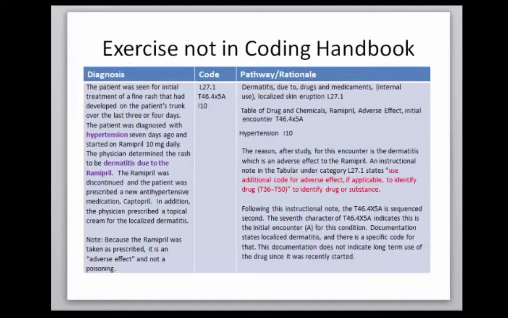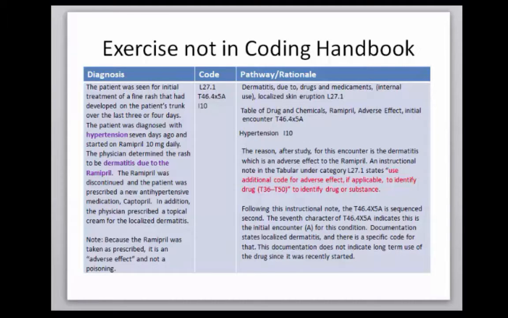Now let's look at some longer ones. Patient was seen for initial treatment of a fine rash that had developed on the patient's trunk over the last 3 or 4 days. The patient was diagnosed with hypertension 7 days ago and started on ramipril 10 milligrams daily. The physician determined the rash to be dermatitis due to the ramipril. The medication was discontinued and the patient was prescribed a new antihypertensive, captopril. In addition, the physician prescribed a topical cream for the localized dermatitis. Now, because the ramipril was taken as prescribed, it is an adverse effect and not a poisoning.